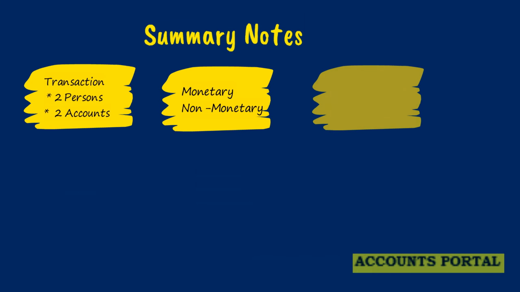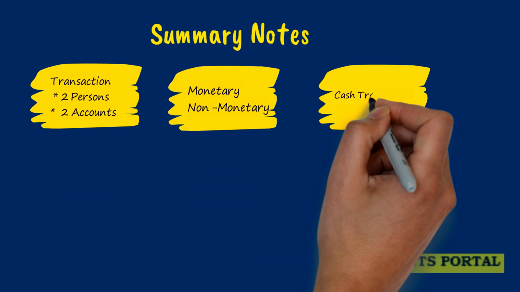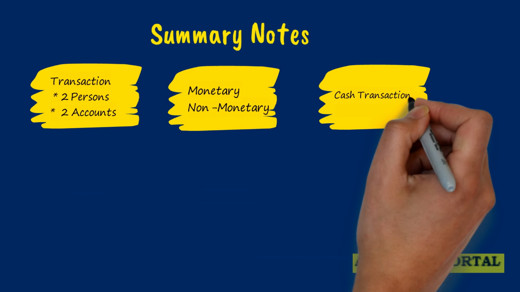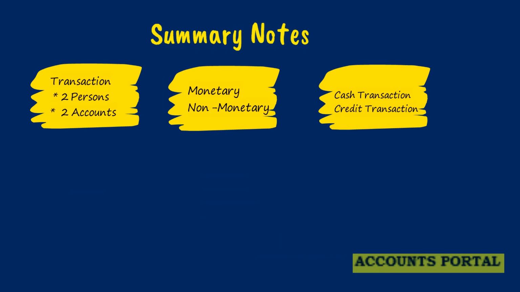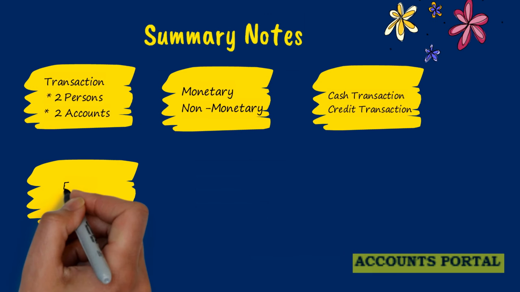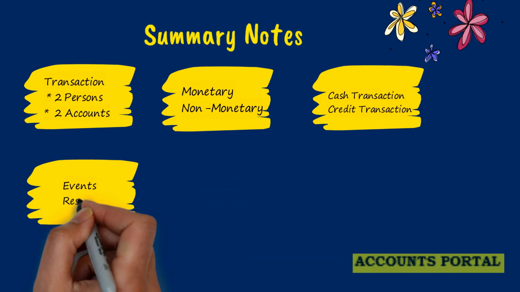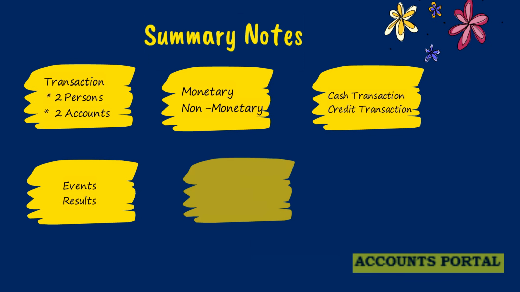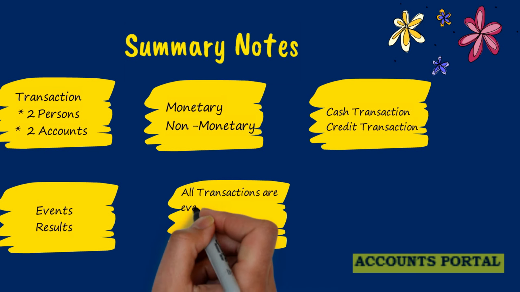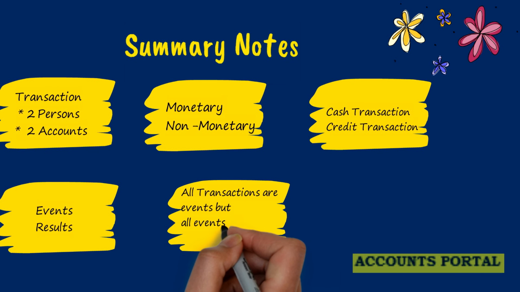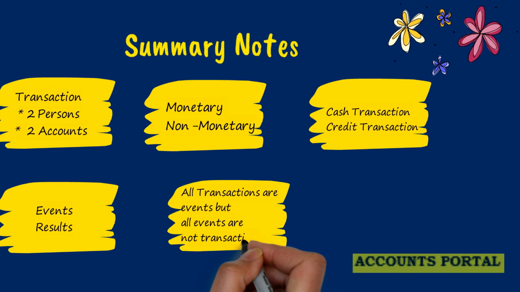In accounting, monetary transactions are classified into two types: cash transaction and credit transaction. Under cash transaction, three possibilities. Under credit transaction, two possibilities. Next one, events. Events are the results arising out of transactions. Punchline: all transactions are events, but all events are not transactions. It is like this statement: I love you, but I am not in love with you.